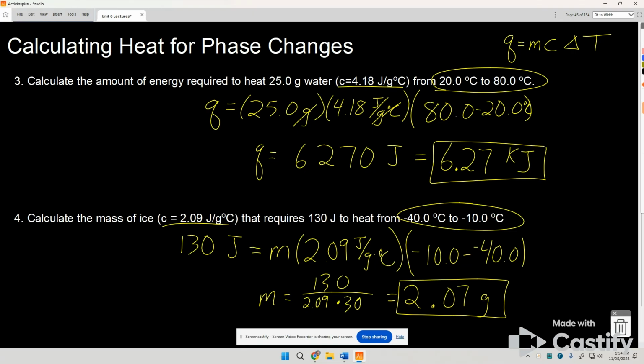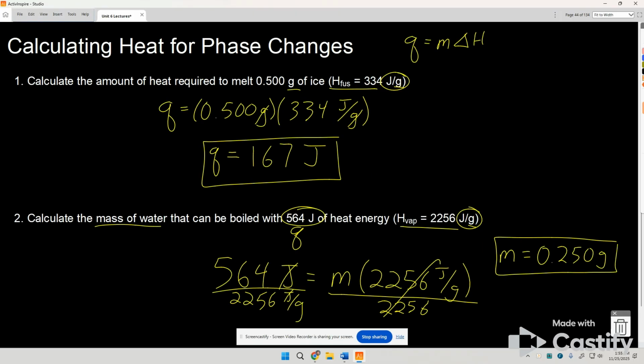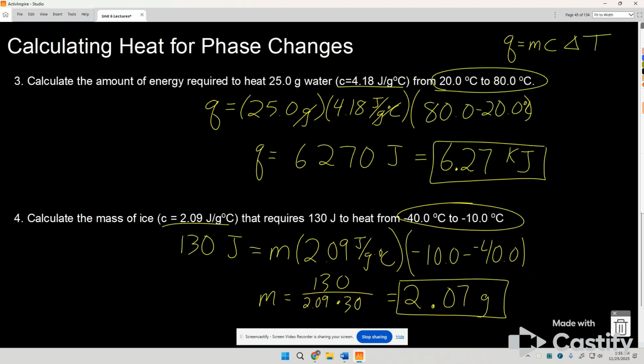So a big thing I want to talk about, this was kind of just a review of what we've talked about with that heat equation. But the big thing is for these ones, we're talking about a phase change, so we use Q equals m delta H. For these ones, we're not talking about a phase change, so we're doing Q equals mc delta T like we've done before.